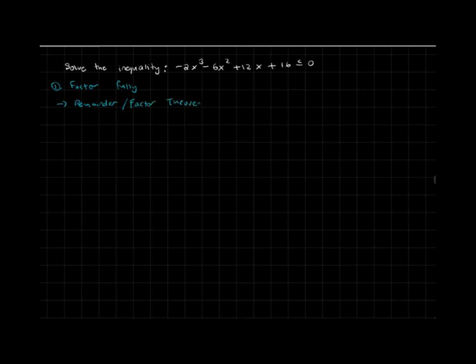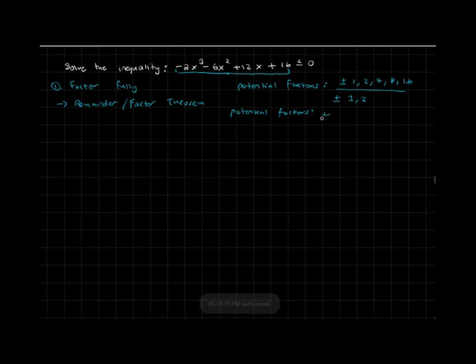Okay, so to do this, you're going to have to do a little bit of guess and check. What will help you out is the potential factors of our cubic expression, negative 2x cubed minus 6x squared plus 12x plus 16. The potential factors are plus minus the factors of the constant, which are 1, 2, 4, 8, and 16, so they're factors of 16, over plus minus the factors of the leading coefficient, which are 1 and 2. And we say they are potential because it doesn't mean that all of these are factors, but some of these or one of these will be a factor.